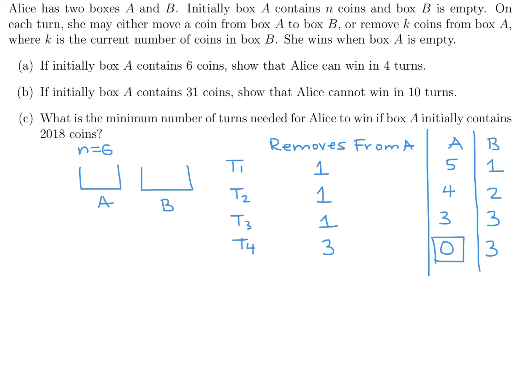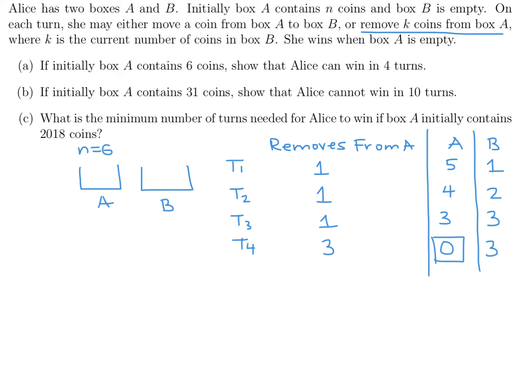Now the key to this question is that, at least in my opinion, you've got to read it carefully. She may move a coin from box A to box B. So she can remove 1 coin from box A to box B. That means she's transferring to box B, but she is not transferring if she uses this part of the rule, where she removes k coins from box A, where k is the number of coins in box B. Do you notice there's no transfer there?